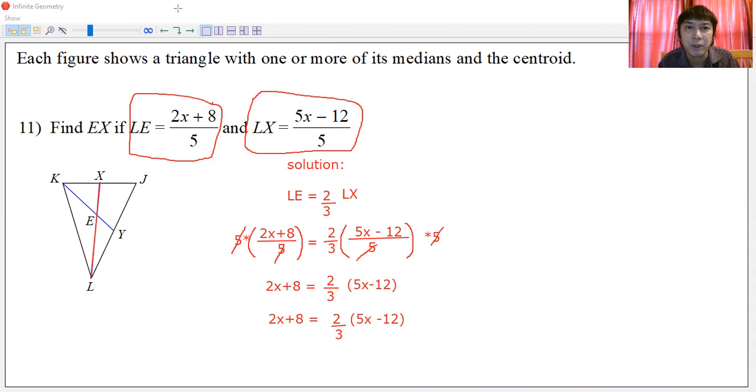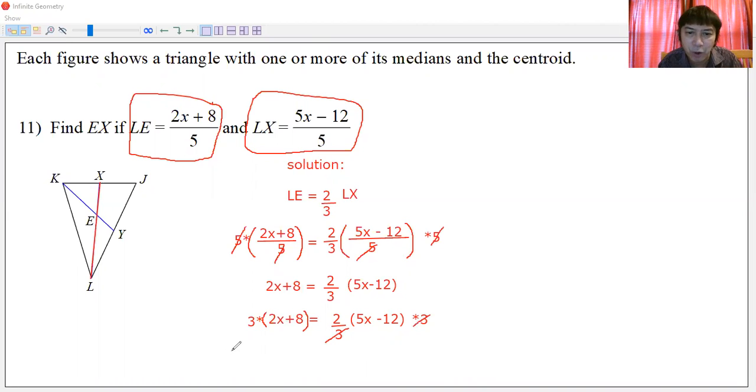Okay, so times 3 this time. So we will put a parenthesis here and a parenthesis here. Okay, and then we will now multiply by 3. Okay, so this will be 3 times, and this will be times 3 over here. There. Okay, and so we're going to cancel out the fraction with the 3. So this 3 cancels out by this 3.